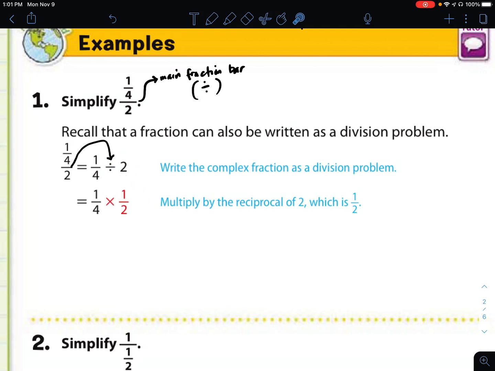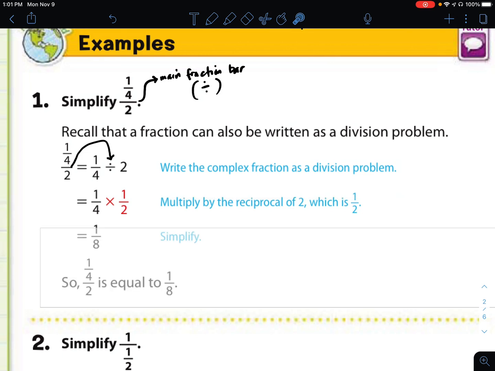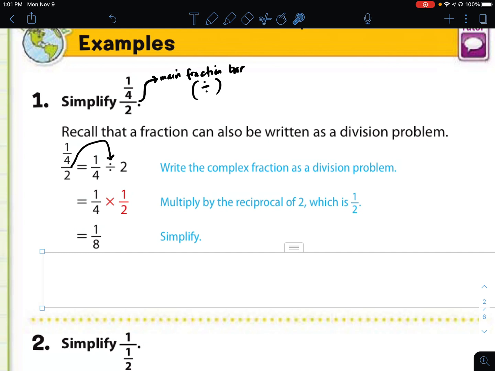Remember what the reciprocal is, right? Two numbers whose product is 1. So when I multiply 2 times 1/2, they equal 1. So therefore 1/2 is the reciprocal of 2. So I multiply 1/4 by 1/2, and we simplify, we end up with 1 over 8. So how did that happen again? Just to recall, 1 times 1 is 1, 4 times 2 is 8, okay?